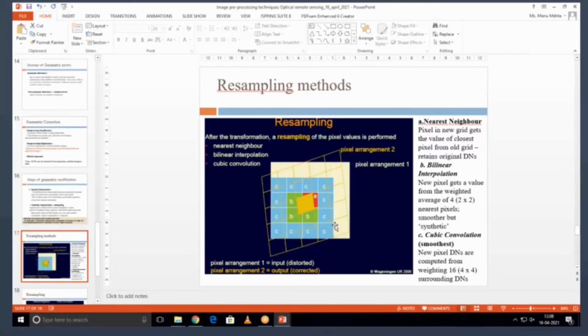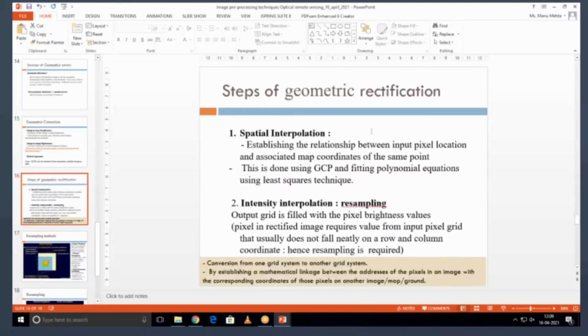So there are two steps before you. First, you set up a mathematical relationship between the initial grid and the final grid. Initial means your raw data and the actual reference image. So first is the creation of a mathematical relationship between these two grids. And second is, when you have created this reference grid, you have to map the actual DN values to these pixels. So how would you do that? This is called intensity interpolation, or we call it resampling.